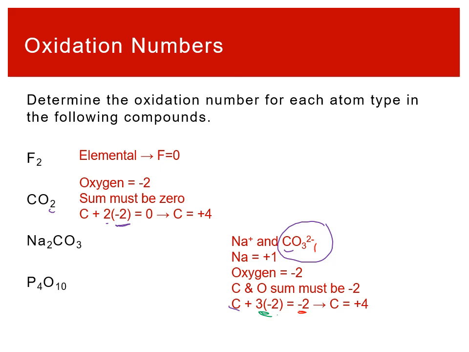If we now look at P4O10, oxygen must be -2 here. Phosphorus doesn't have a preference. Total sum must be 0. So phosphorus times 4 plus 10 times the -2 has to be equal to 0, which means the phosphorus is +5, right? 4 times +5 is +20. 10 times -2 is -20. So you can have oxidation numbers be whatever you want them to be. They just need to be balanced out. Your charges sum up to that total charge.